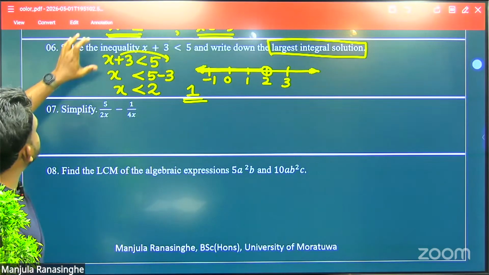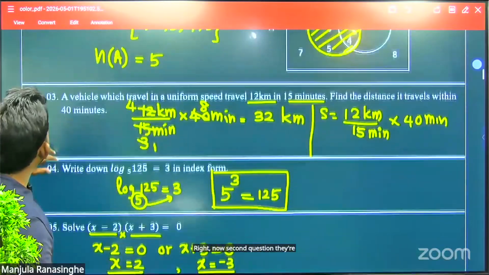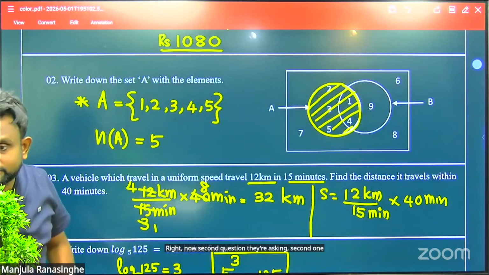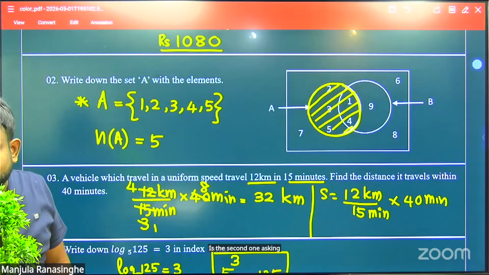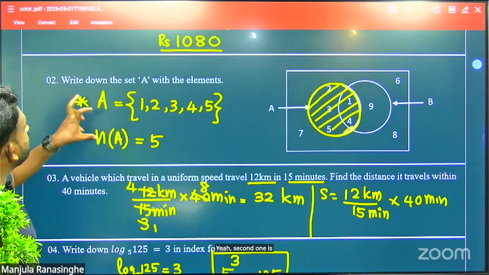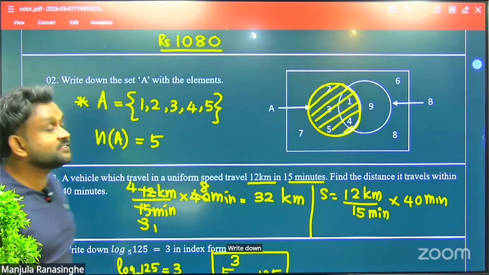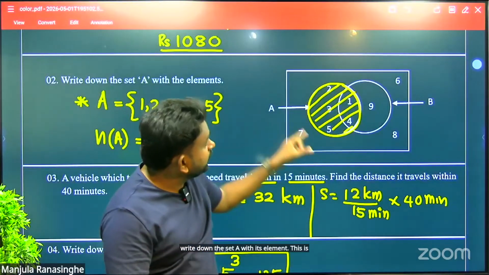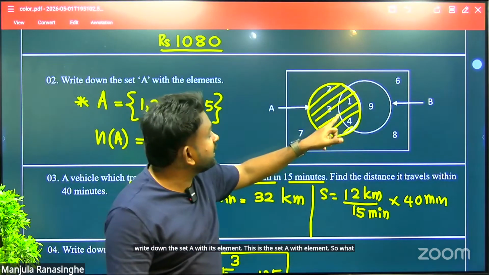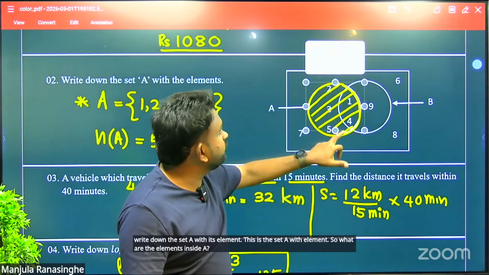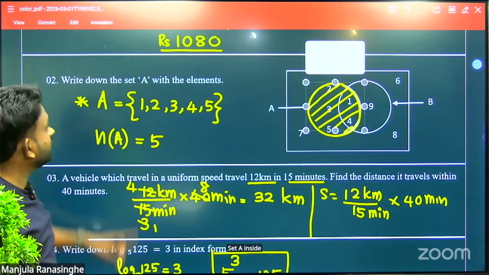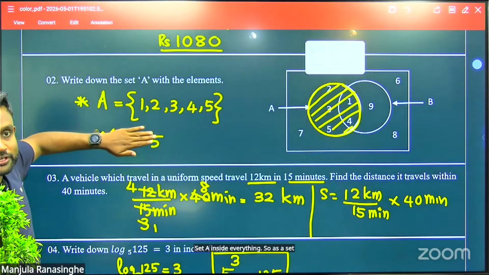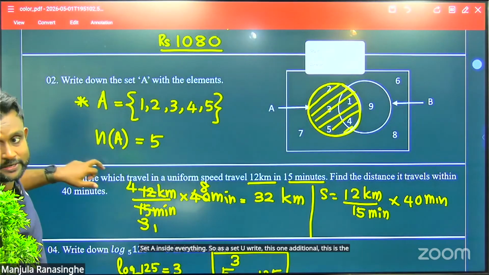Right, now the second question they're asking. The second one is write down the set A with its elements. This is the set A with elements. So what are the elements inside A? 1, 2, 3, 4, 5. Set A has everything inside. So as a set you write this one, this is the one you required, okay?